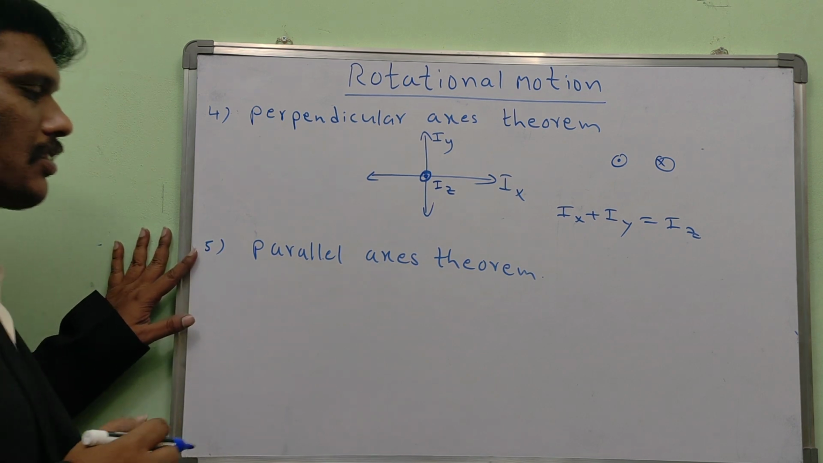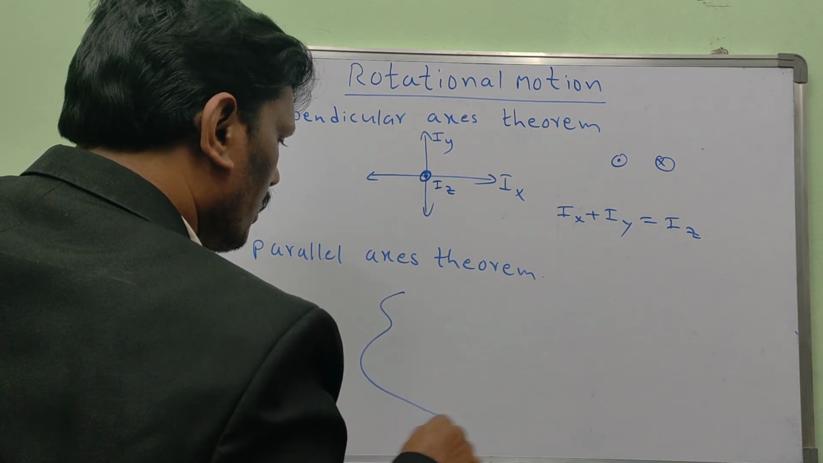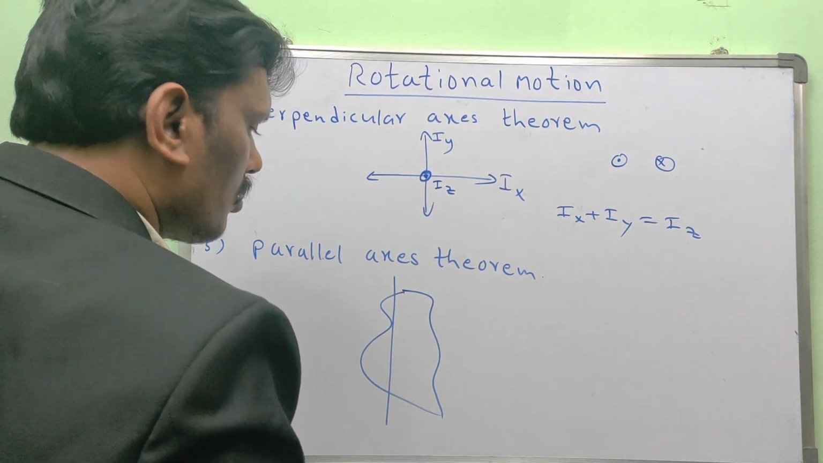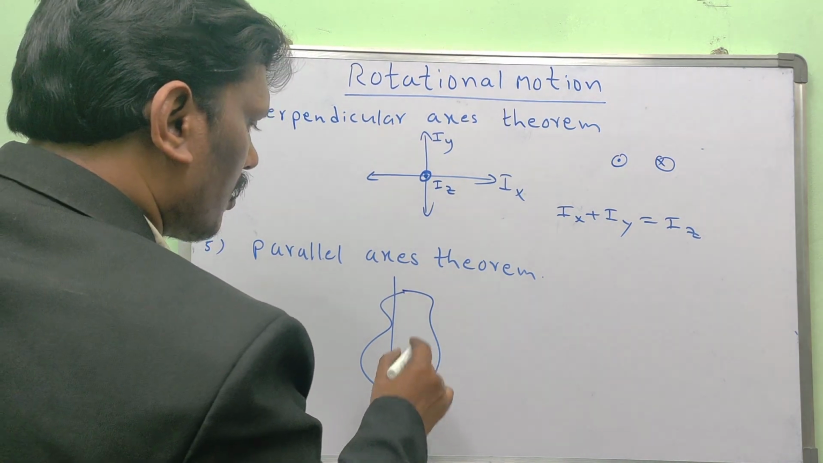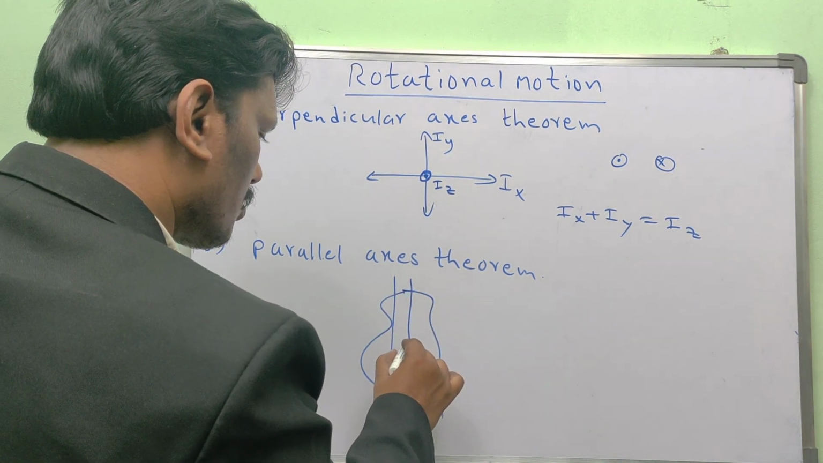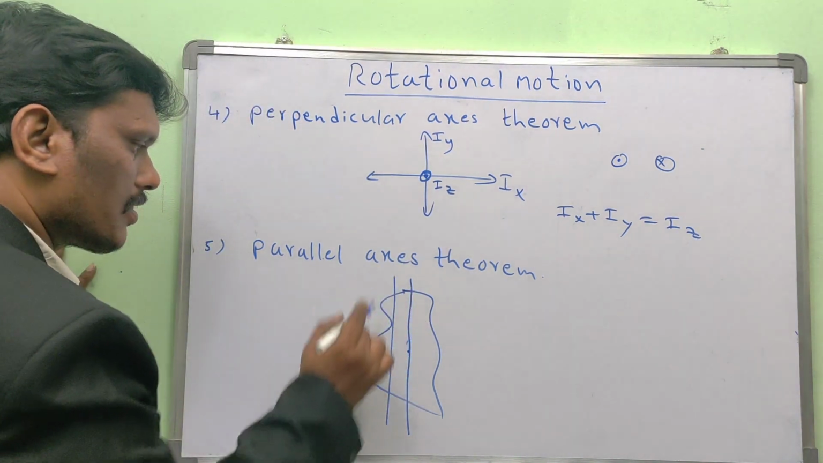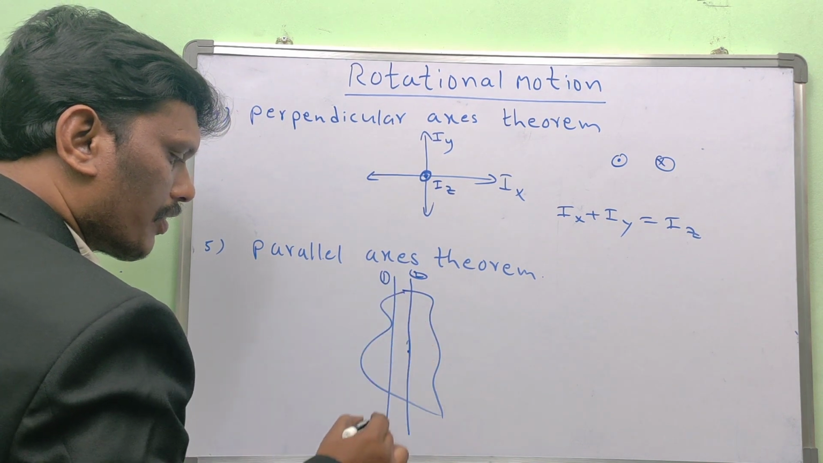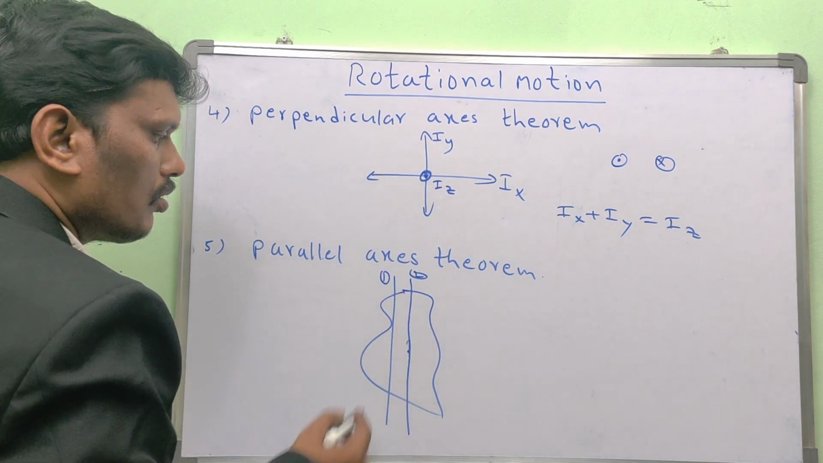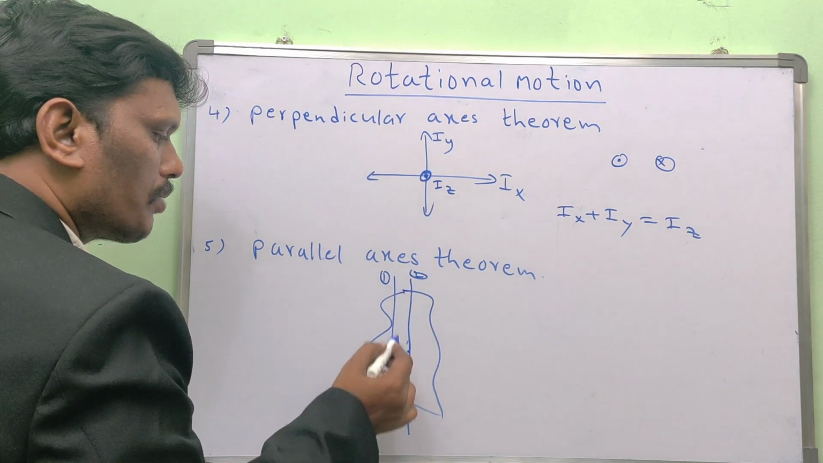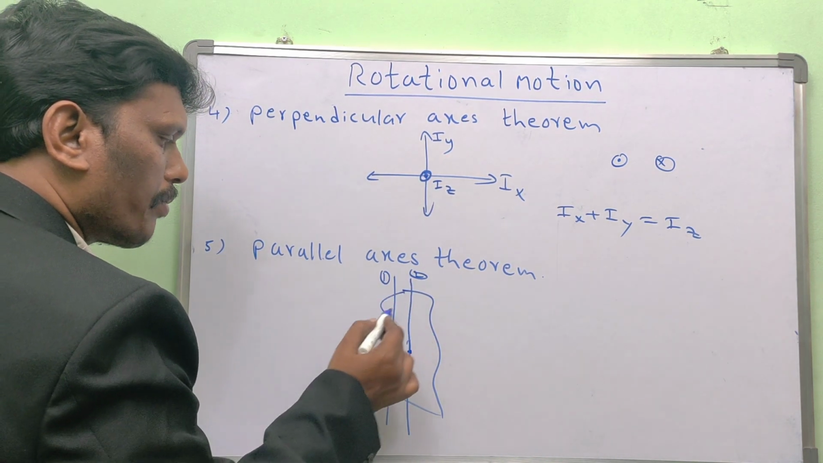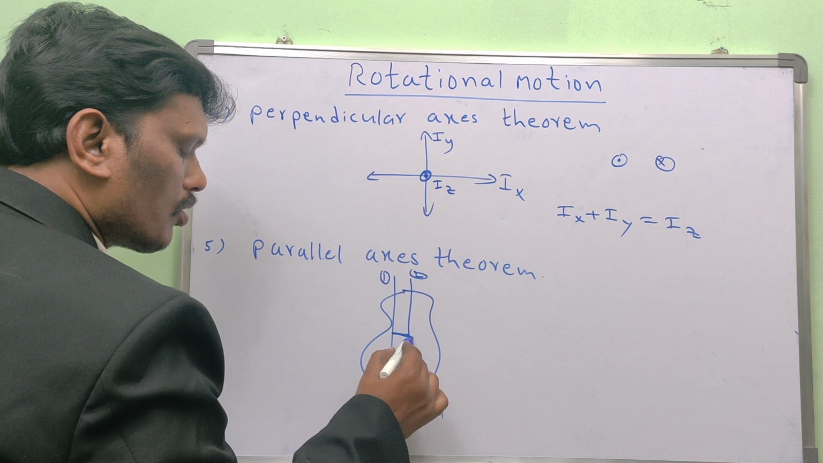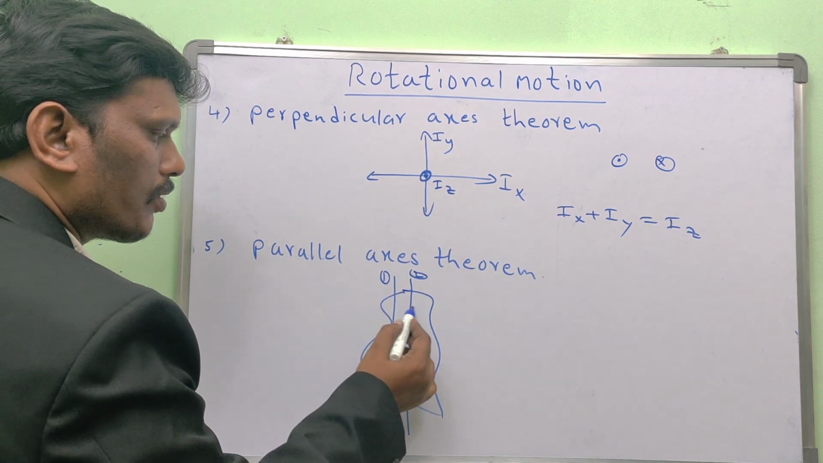Next, fifth one, parallel axis theorem. So if I am going to consider any body, I need to know the moment of inertia about this axis. Then what we need to do? Take the center of mass of a body and consider a line passing through center of mass and parallel to this axis 1. This is the axis 1, this is the axis 2. I need to calculate moment of inertia about the axis 1. Then what we have to do? Take another line 2 that should be passing through center of mass of a body and parallel to axis 1. There is a separation between them. That separation I am going to consider some d. That is the perpendicular distance between the two axes.